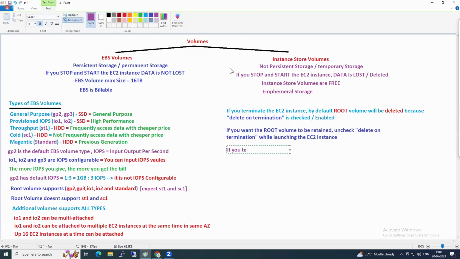If you terminate the EC2 instance, by default, additional volumes will not be deleted because delete on termination is unchecked or disabled.